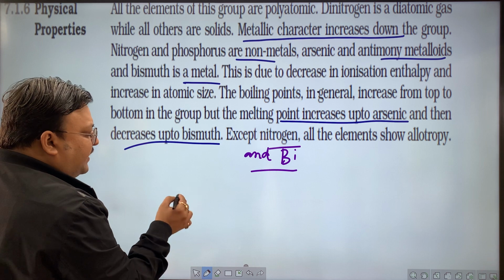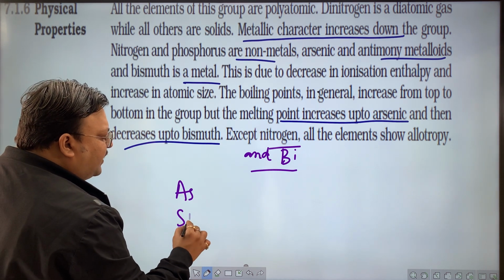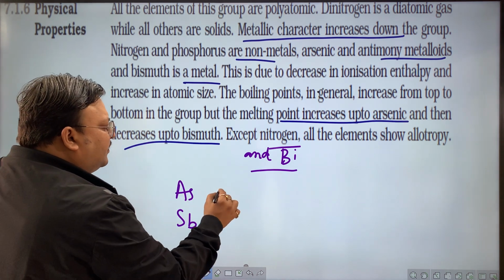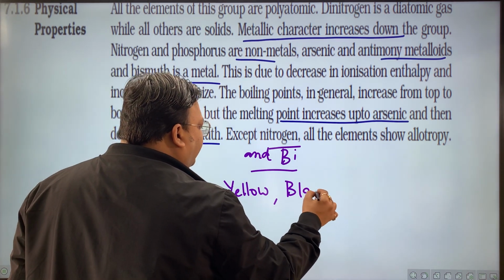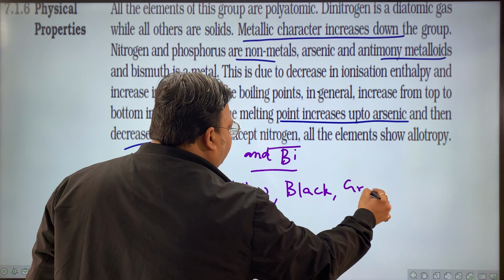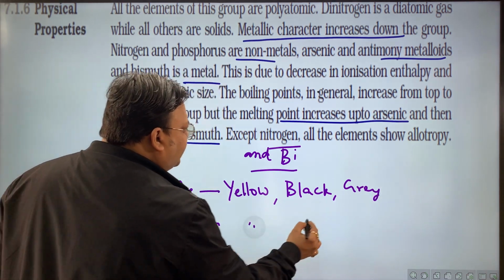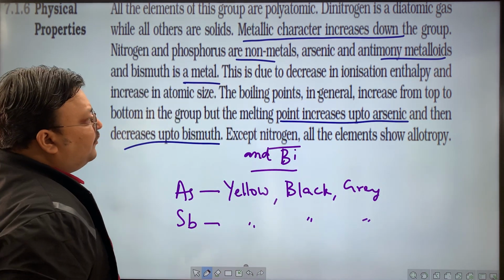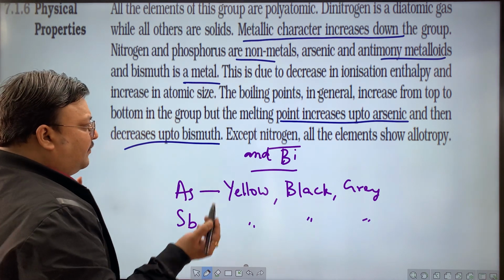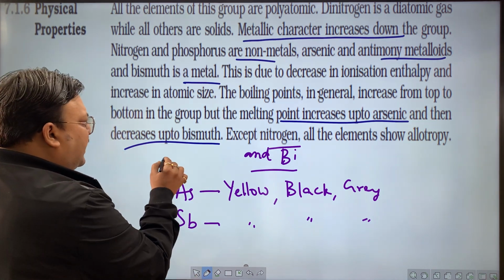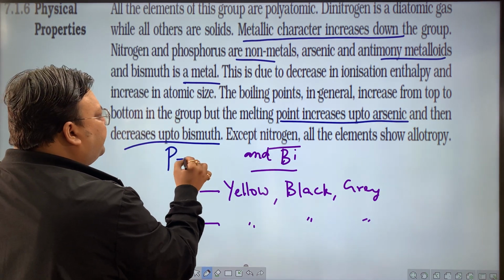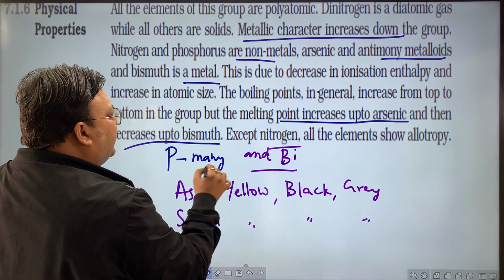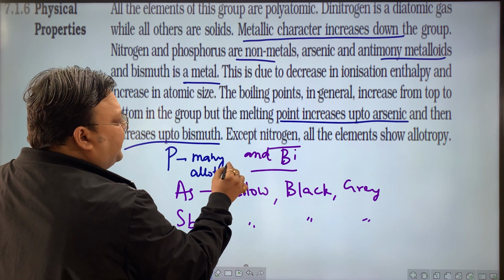For arsenic and antimony, YBG: yellow, black, gray. These are the three allotropic forms. Phosphorus will have many allotropes. We'll take it up in detail.